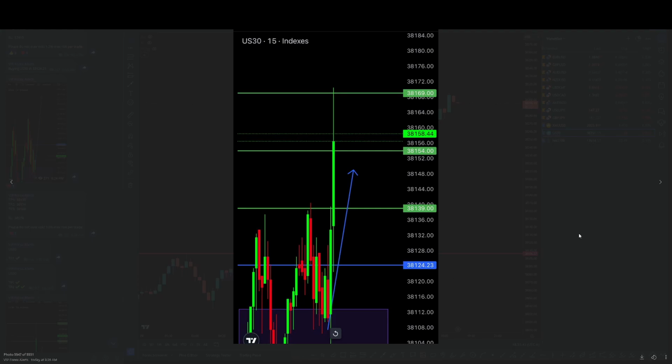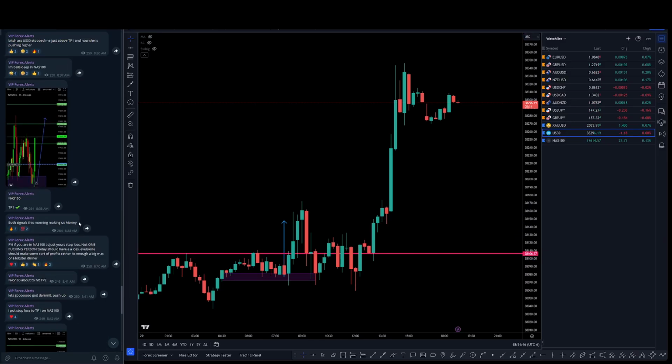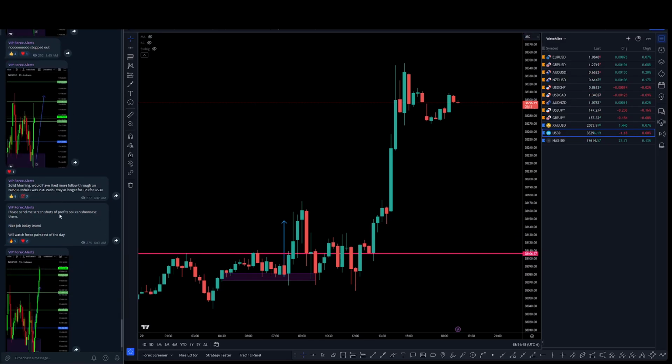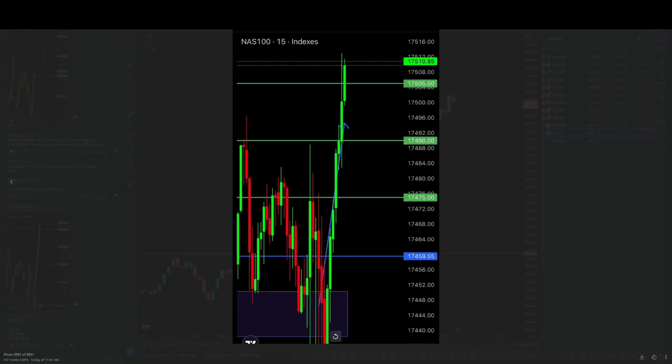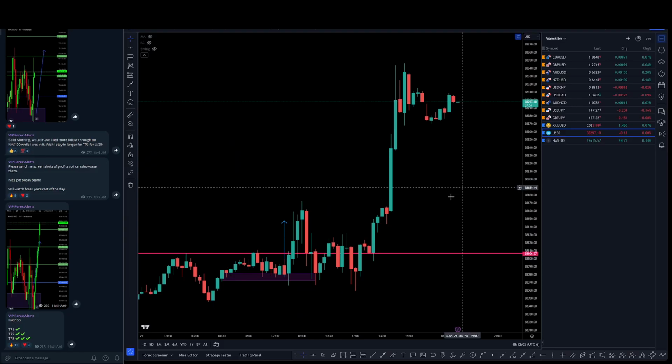Basically, NAS100 started off really rocky, but then NAS100 ended up squeezing, right? So this one never even came close to our stop loss. She did pull back a little bit, but then once she pushed back up towards our entry, take profit 1, take profit 2, take profit 3. So awesome day with NAS100 and US30.